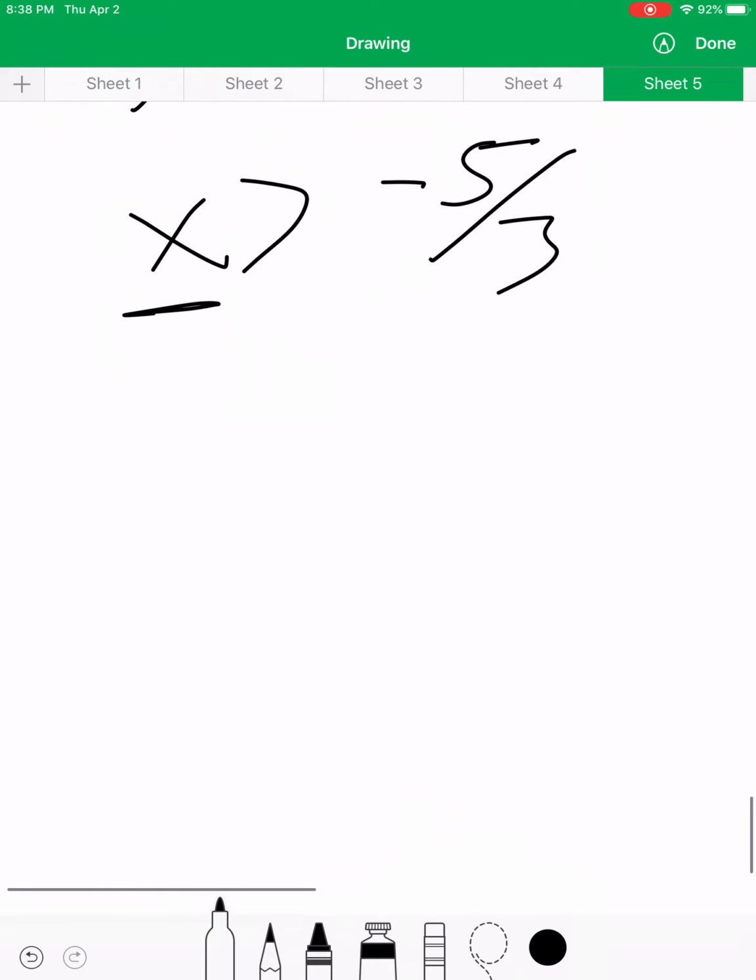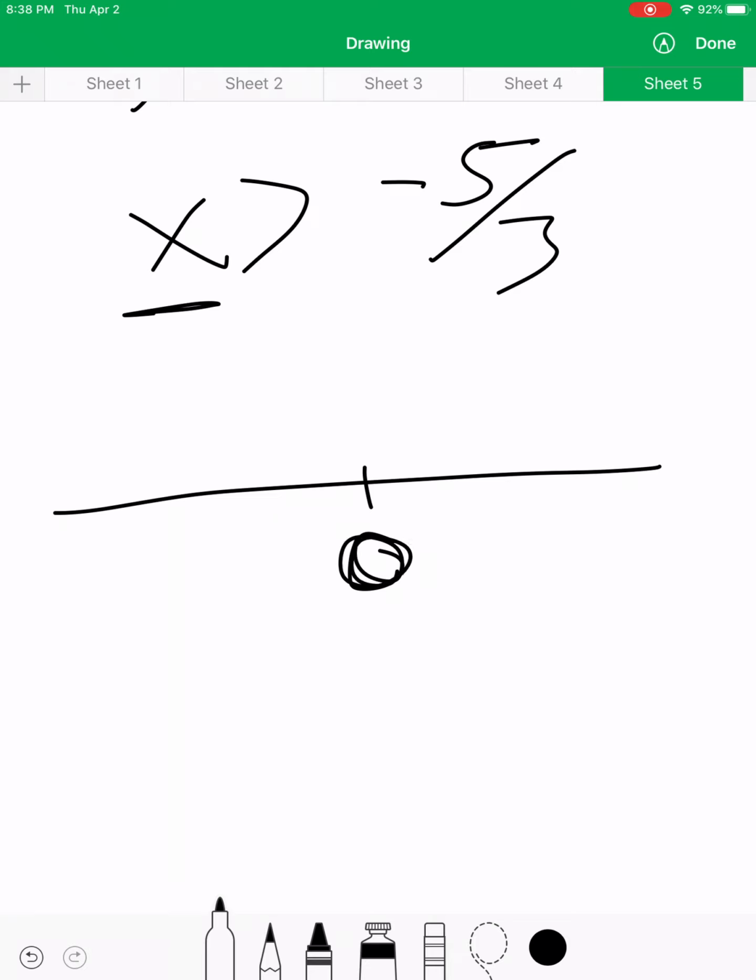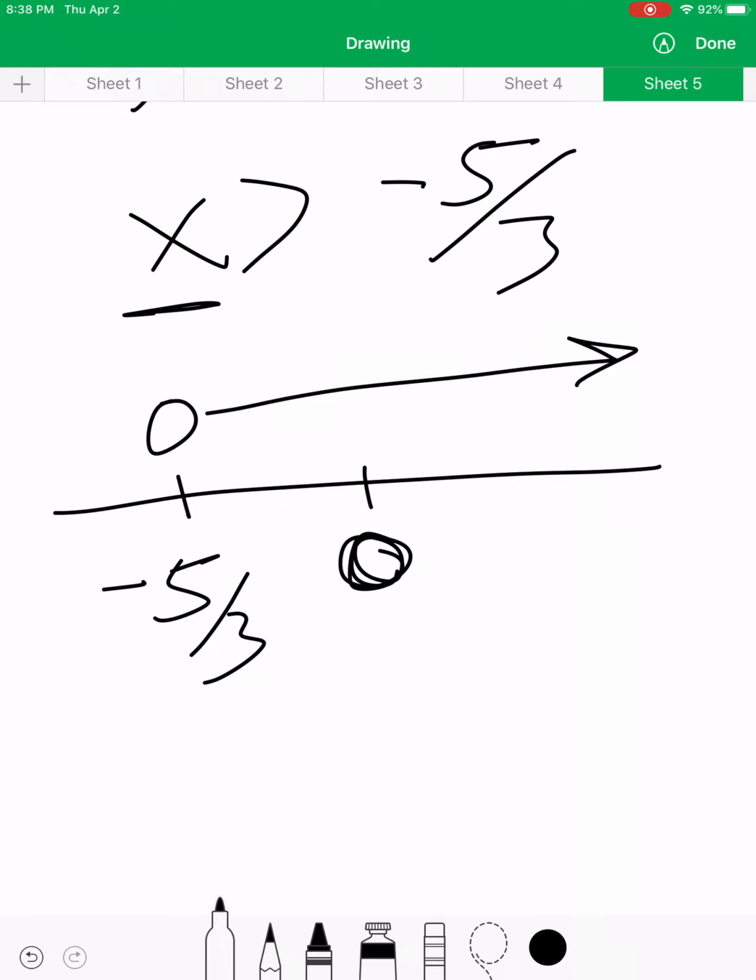Anyhow, when I go to graph this, always show me the solution. Always show 0, negative 5/3. There's no dash. Since there's no dash, it's an open dot. X is greater than negative 5/3. Numbers that are greater than negative 5/3 are to the right on the number line.